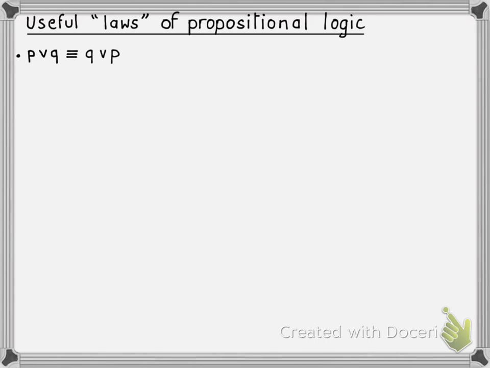P or Q is logically equivalent to Q or P. Let's call this law or logical equivalence C1, since it is the first law of commutativity. Commutativity just means that the order of the operands of the disjunction does not matter. You can swap the order of P and Q all you want, you'll still get a logically equivalent proposition.